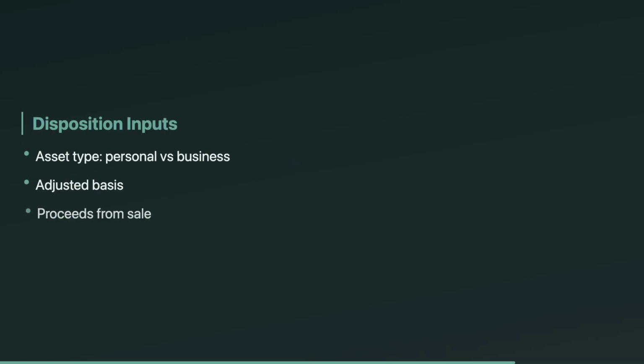When you report a disposition, meaning a sale or other transfer, you need a few inputs every time. First, what type of asset is it? Personal use, business, or investment? Second, the adjusted basis, which is usually cost plus improvements, minus depreciation and other reductions. Third, proceeds, what you got paid. Those three pieces drive gain or loss, and they also drive where it ends up on the return.